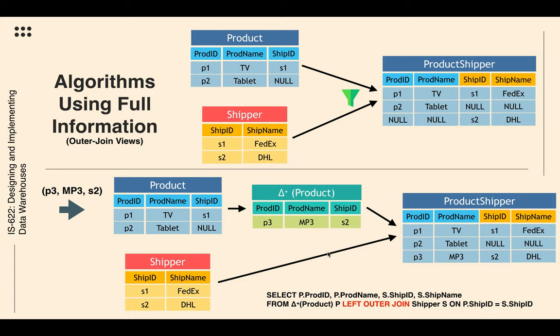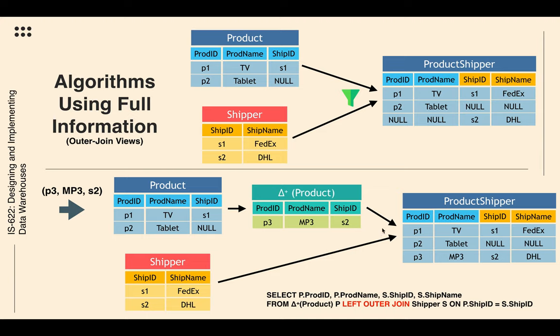So whenever we do this, we do not directly create the view, right? We first of all get the delta view, an intermediate join table. And that join table will include P3, MP3, S2, and then the two other values. I should get these four values. So what will the four values be? P3, MP3, S2. And it will look if S2 is here. If S2 is here, then it will find and put DHL here.